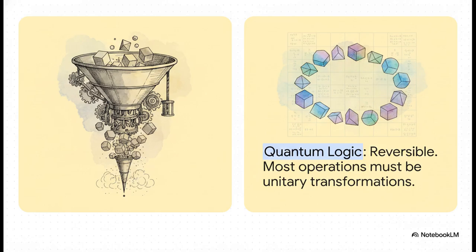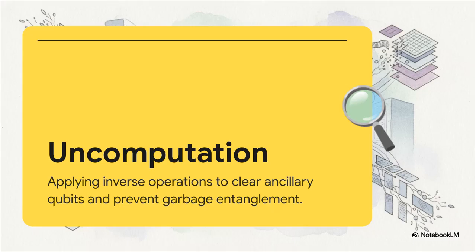But quantum logic? It's reversible. Remember earlier when we said our gates are unitary matrices? Because they are unitary, most operations before measurement must be completely reversible. So if you want to run classical logic, like a database search, you actually have to structurally embed it into reversible computations. So, how do we pull that off? We use ancillary or helper qubits.